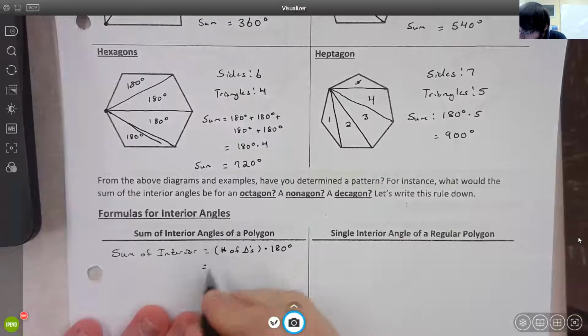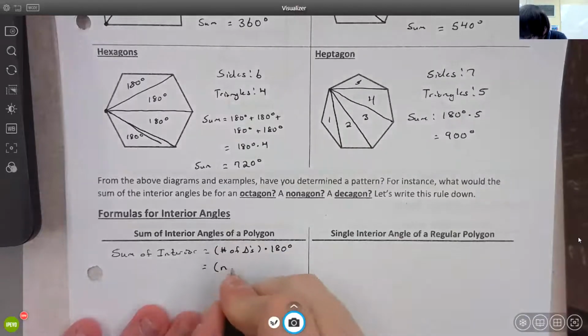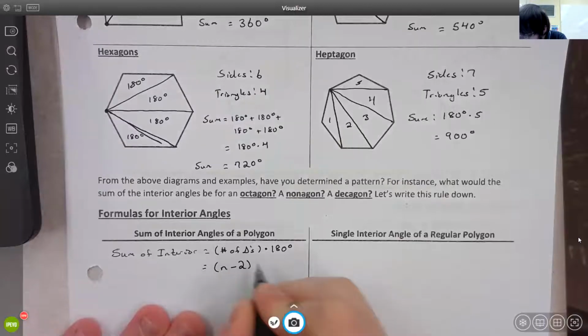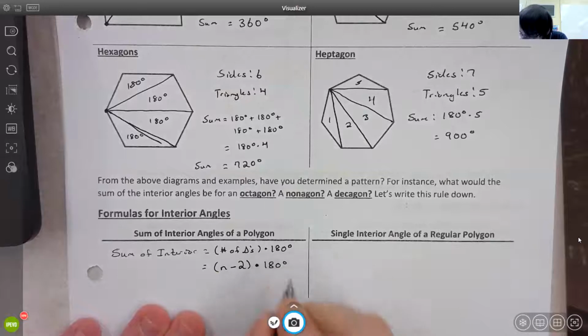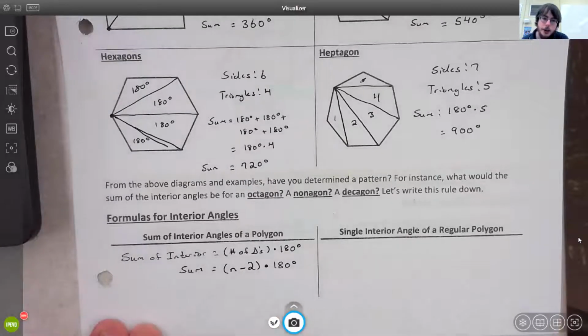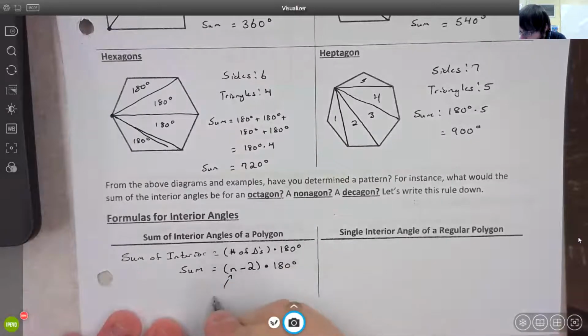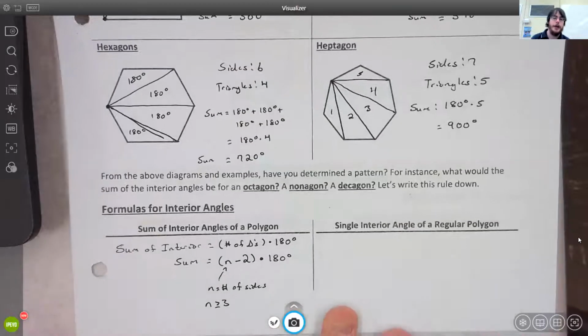So we're going to say that the number of sides is equal to n, and then we're going to subtract 2 because that's how we figure out our triangles, and then times 180. So our formula is the sum is equal to (n minus 2) times 180, where n is the number of sides. And specifically, n has to be greater than or equal to 3.